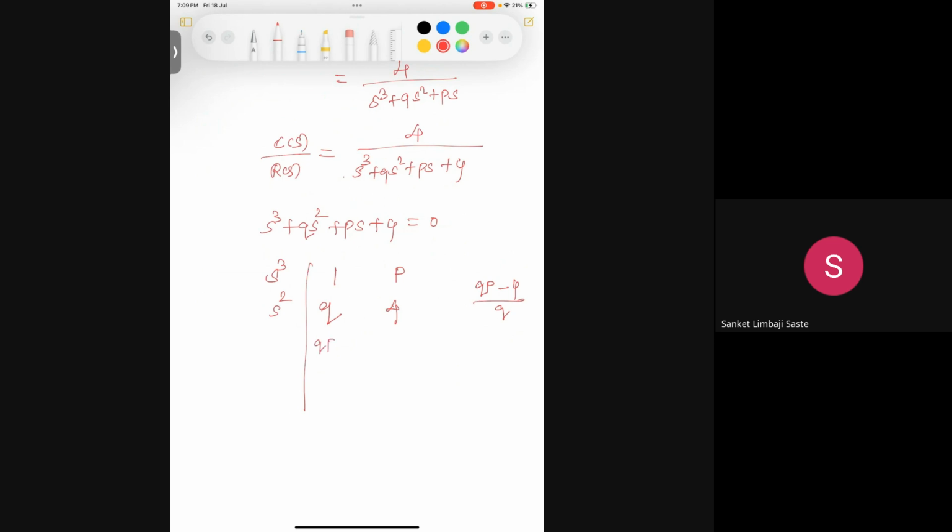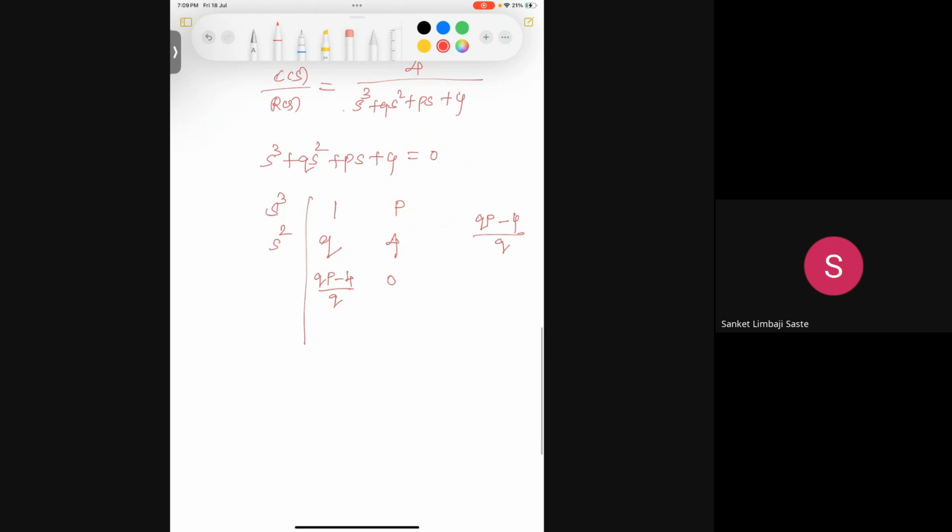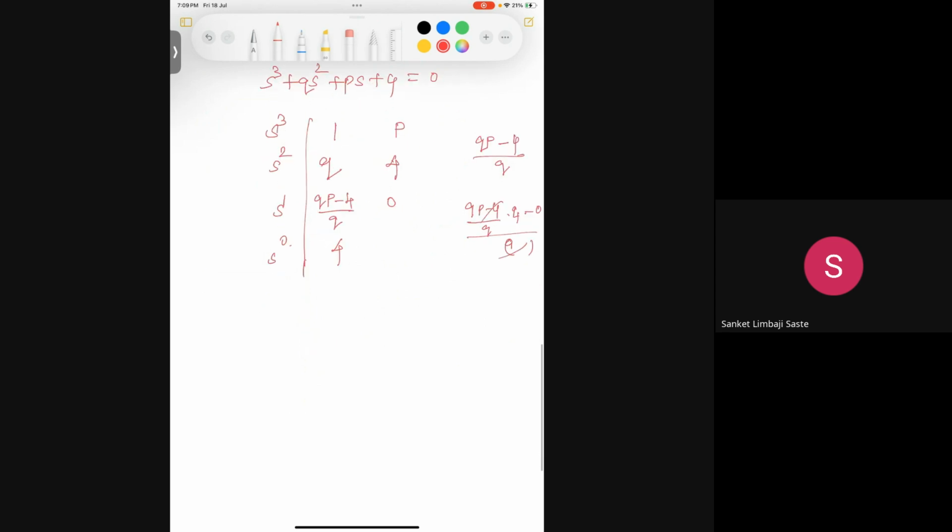We don't know what q and p are, so I'm writing it as it is. Again this will be (qp minus 4) by q into 4 minus 0, divided by the same thing. This is not a special case. Here you have to depend on the values of q and p to find whether it is stable or not.